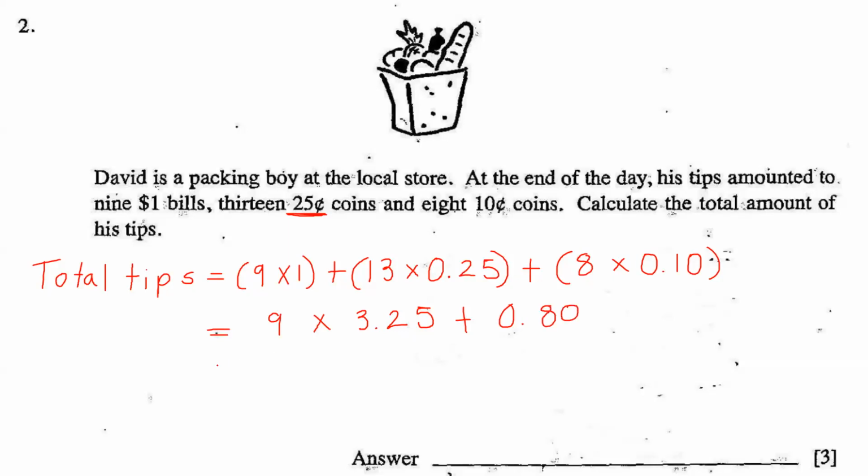Okay. Now let's add them. So if we're going to add them, we're going to have 9.0. We're going to have 3.25. And we're going to have 0.80. All right. Please add them like this. Make sure all of the numbers in the ones place are in the ones place, number in the 10th place is in the 10th place, and number in the 100th place is in the 100th place.